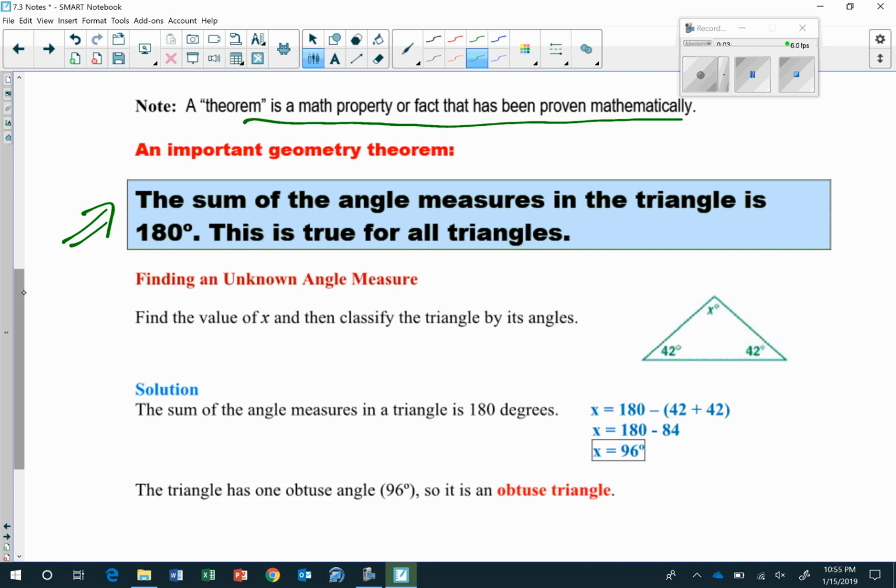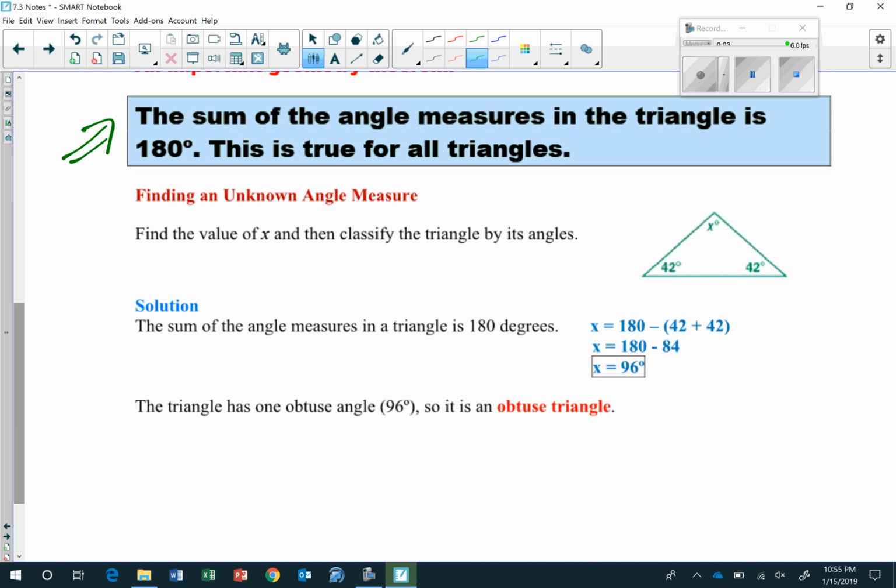So if you look at how to find an unknown angle measure, it says find the value of x, then classify the triangle by its angles. So we're given two angles, 42 degrees and 42 degrees, and we're looking for the third one. The sum of the angle measures is 180 degrees, so we're going to take 180 degrees and subtract the degree measures that we have. We have 42 and 42, which is 84. We can subtract that from 180, and we figure out that our missing angle, this x, is 96 degrees. 96 degrees is an obtuse angle. And since it has one obtuse angle, that makes it an obtuse triangle.